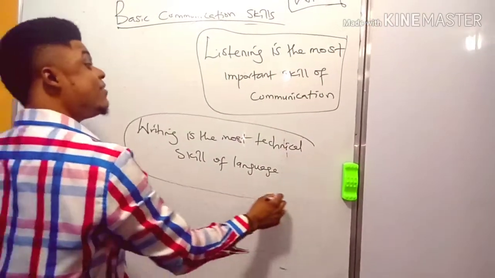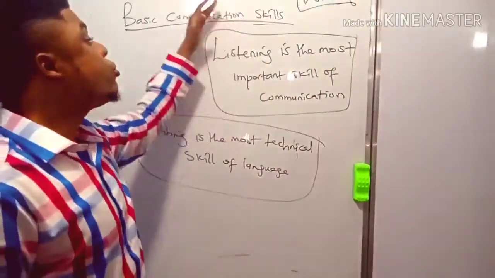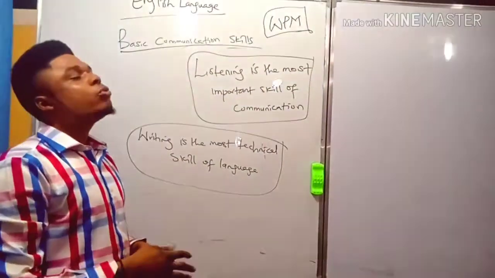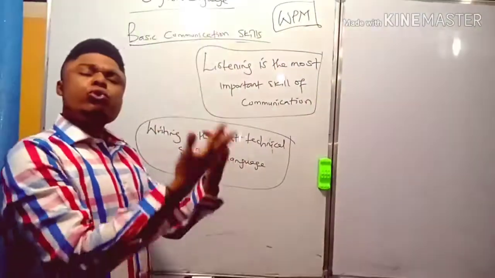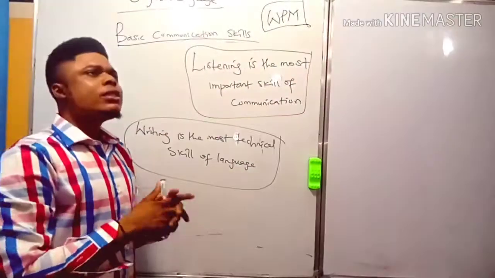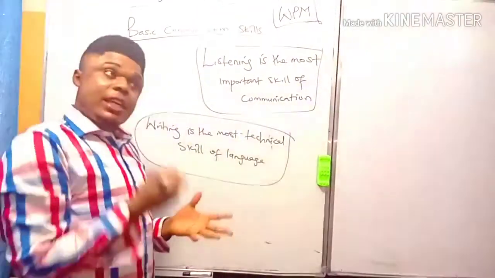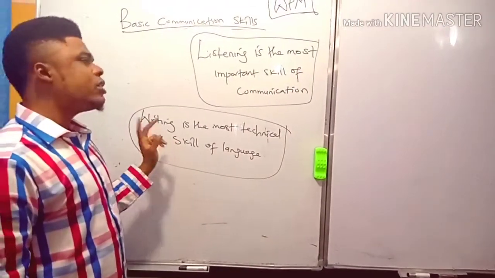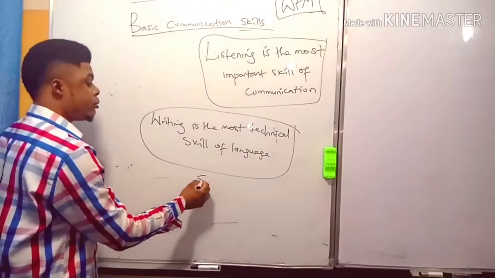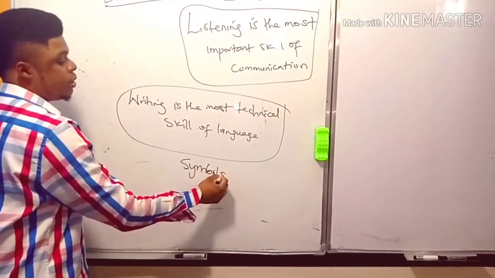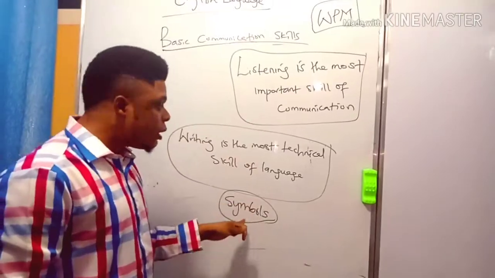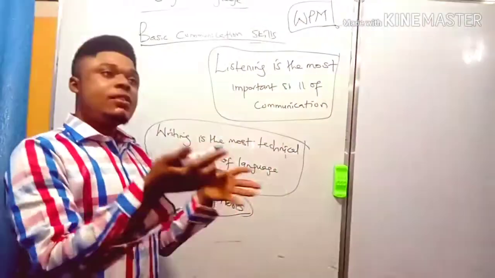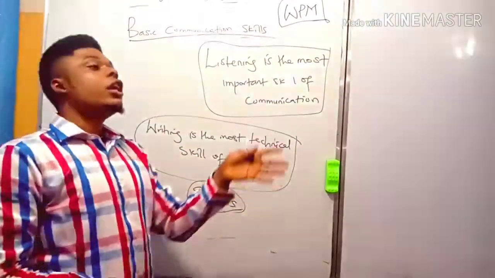Because for you to write effectively, you must have gone through all these other processes of listening, speaking and reading. When you have read and consumed the arts, you start having this hunger to replicate what you have read into writing. So let's talk about writing. What is writing? Writing involves basically symbols. So we say writing is a symbolic representation of ideas, emotions, feelings, thought patterns, idiosyncrasies.